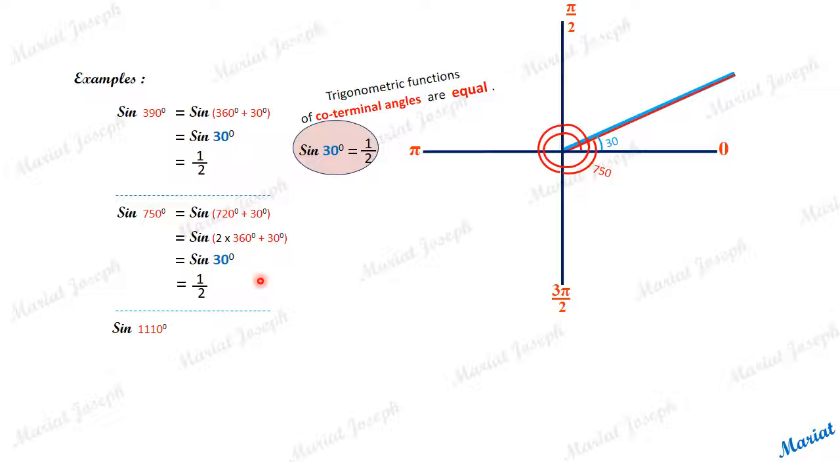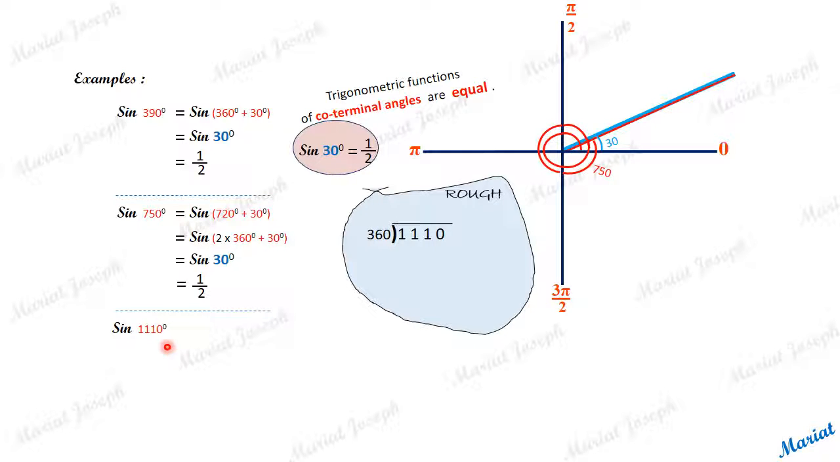One more example. Sine of 1110 degrees. Here, let's calculate and see how many rotations are there in this given angle, 1110 degrees. We'll go for simple division. We're going to divide the given number by 360. Yes, 3 times. Let's multiply. 3 into 0, 0. 3 into 360 is 1080. Subtract. The balance is 30 degrees again.